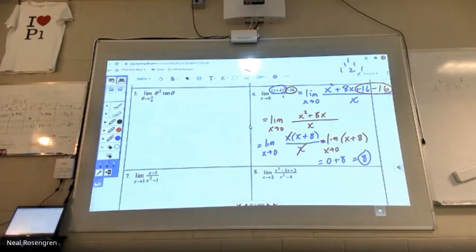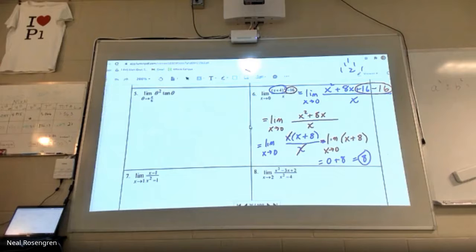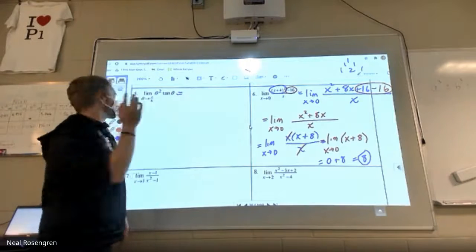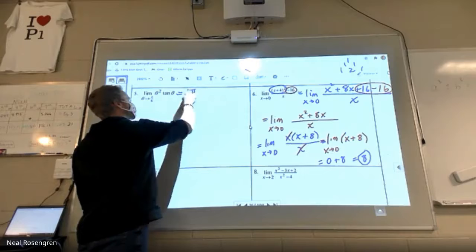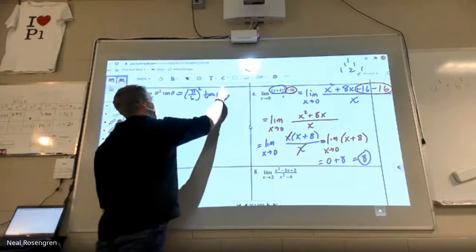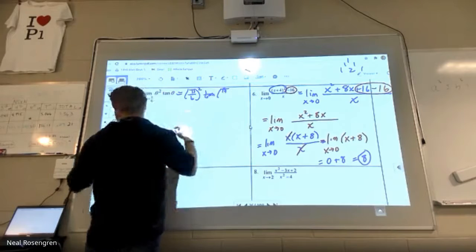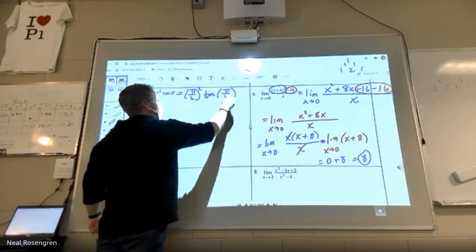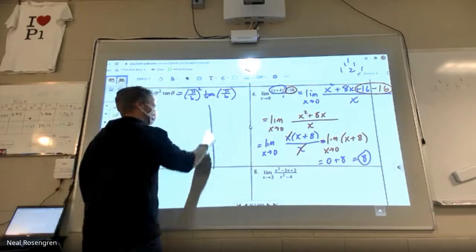But plugging in pi over 6 is not an issue for tangent, right? Tangent's vertical asymptotes happen at pi over 2, 3 pi over 2, 5 pi over 2, 7 pi over 2, multiples of pi over 2. So I'm okay with just dropping in pi over 6. Pi over 6 squared times the tangent of, sorry, that's a pi. Make it nice. Pi over 6. And it's really just that tangent of pi over 6 that's going to cause me any trouble.